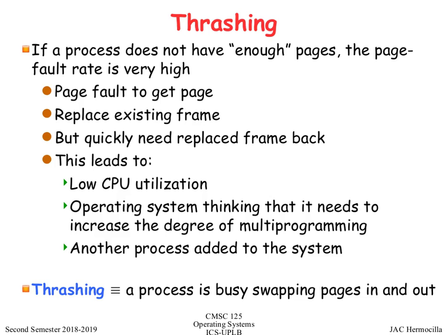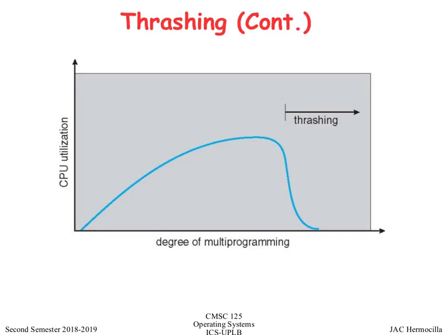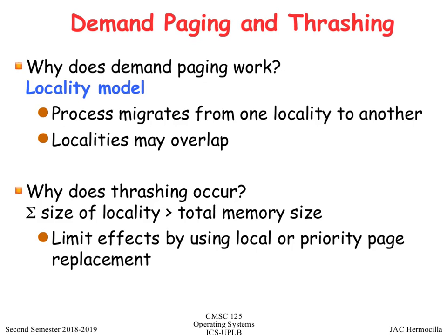Kaya na-experience niyo ba yan? Okay, so that's called thrashing. I hope you can explain that now to your friends, to family members. Okay. That is what happens. You increase the number of processes, you increase CPU utilization. However, at some point, dahil nga sa mayroon tayong demand paging, trickle down yan. Kasi most of the time, the CPU will just be doing swapping in and swapping out, paging in, paging out. Okay. Demand paging and thrashing.